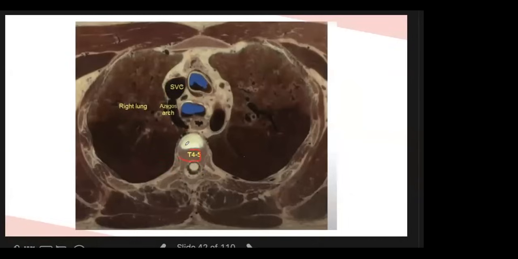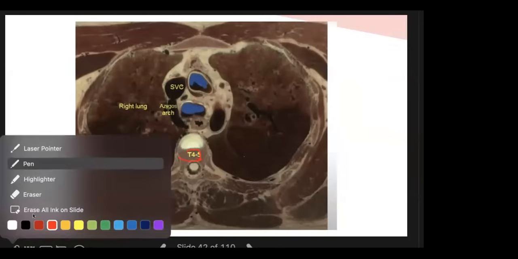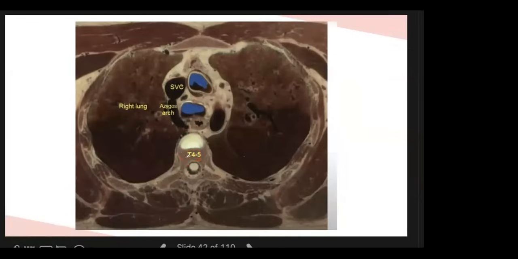Why do I say it's T4 to T5 and not above T4? That's a good question, actually. Why am I saying that? They write down that this is T4 to T5 and not T4. Does anyone know? We can still see the trachea. Exactly. We can still see the trachea, even though it's beginning to divide.